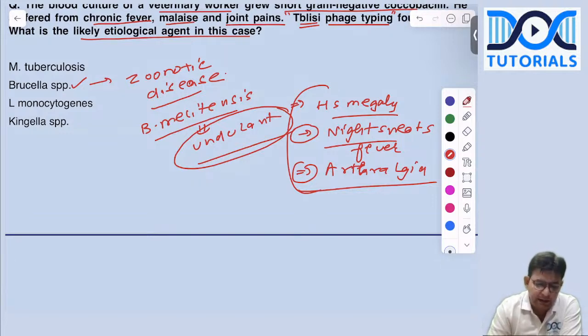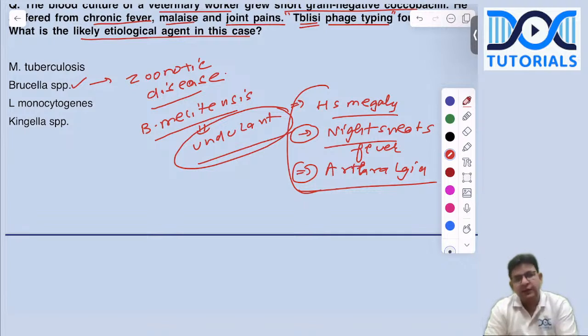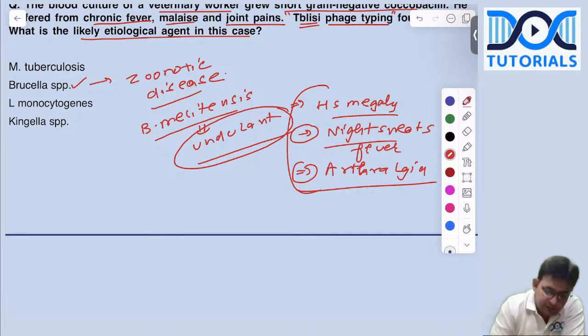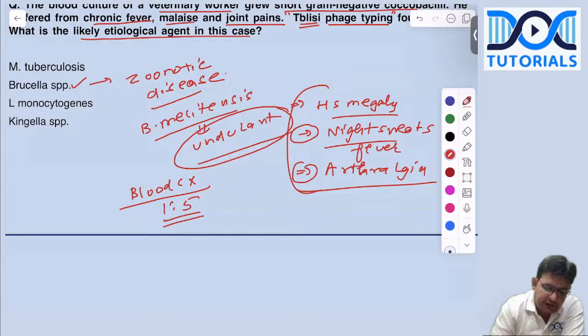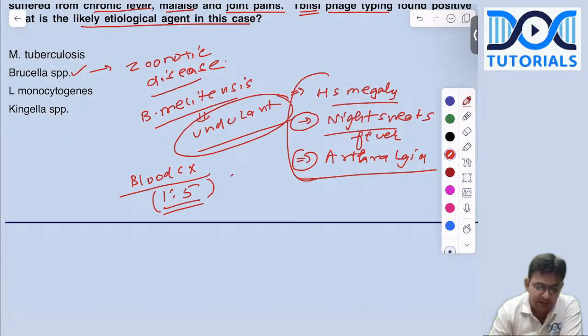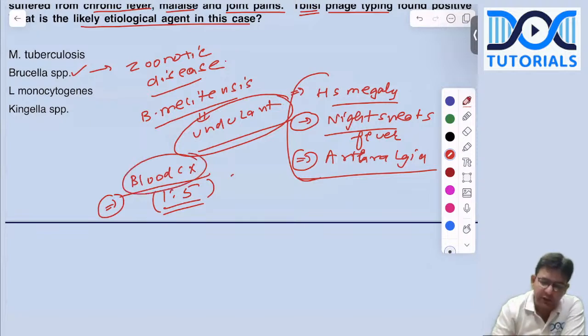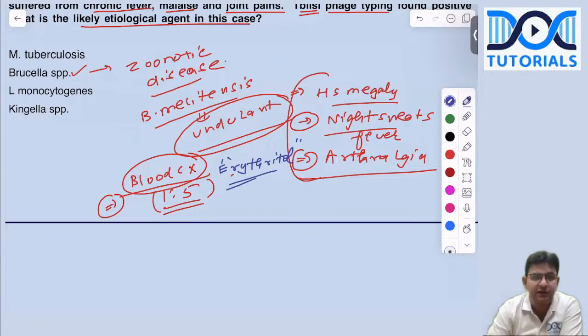One question which can come is that the investigation of choice is blood culture. In the blood culture, what should be the ratio of blood to culture fluid? That should be 1 to 5. If you take 10 ml of blood, 50 ml of glucose broth or BHI broth is used, so the ratio is 1 to 5. Besides this, in this blood culture bottle you add something, and what is that? Erythritol. This might be asked.